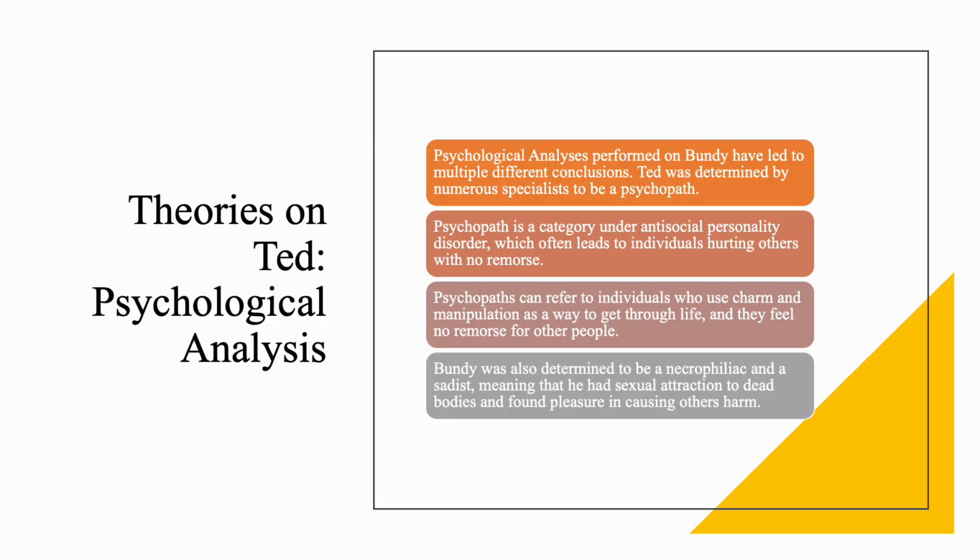There has also been much psychological analysis on Ted. Many of these analyses have led to multiple different conclusions. Ted was also determined by numerous specialists to be a psychopath. A psychopath is a category which falls under antisocial personality disorder, which often leads to individuals hurting others without any remorse or a sense of empathy towards them. Psychopaths can refer to individuals who use charm and manipulation as a way to get through life, and once again, don't feel any remorse for these people. Bundy was determined to be a necrophiliac and also a sadist, meaning that he had sexual attraction to dead bodies and found pleasure in causing other people harm.